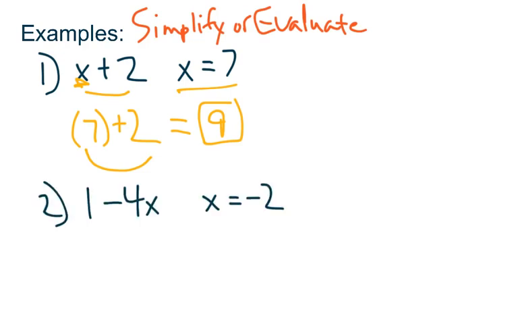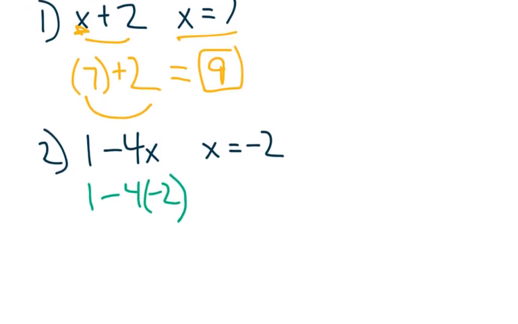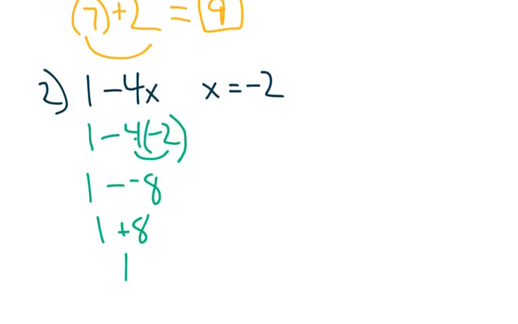Let's look at another example. In this expression, we have 1 minus 4x, and we're told that x is going to equal negative 2. So we're going to substitute it in, again with parentheses. This time, the parentheses help serve a purpose. When we're evaluating variable expressions, we get an order of operations problem. We have to do our multiplication first here. So we'll have 1 minus, and then 4 times negative 2 gets us negative 8. Then we'll go 1 minus negative 8, which is the same as saying 1 plus 8, and that gets us 9.